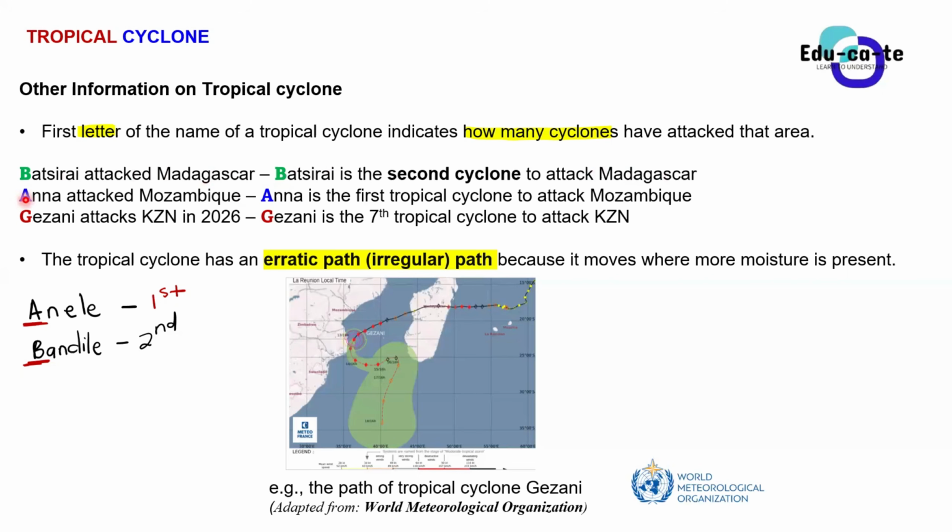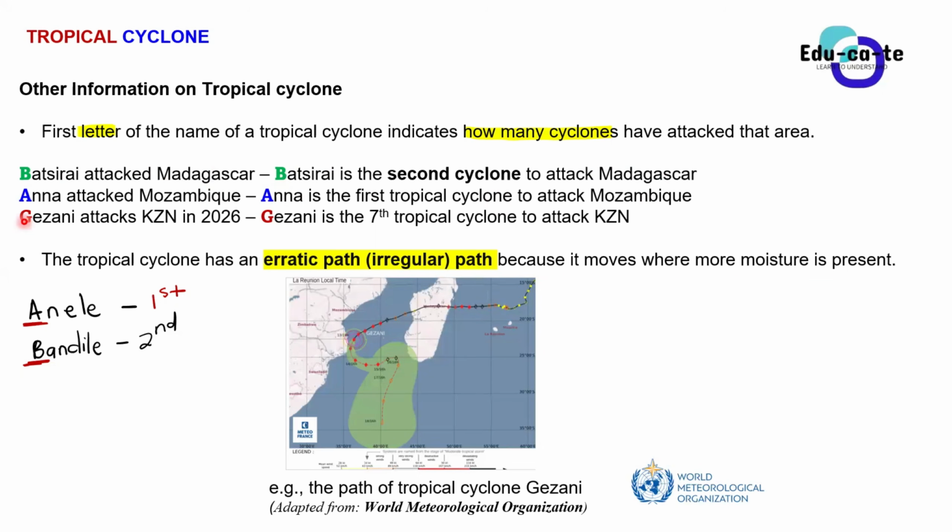Tropical cyclone Anna attacked Mozambique. I don't know when Anna attacked, but it's definitely before 2023. So the tropical cyclone Anna was actually the first tropical cyclone to attack Mozambique. These are just examples, guys. You can go into the newspapers and try to see which one came first before the other one.